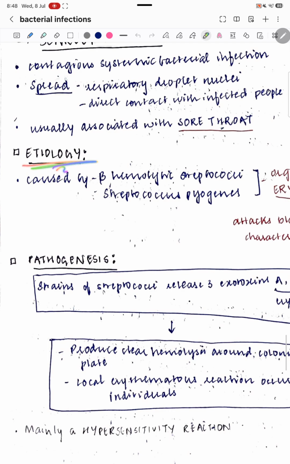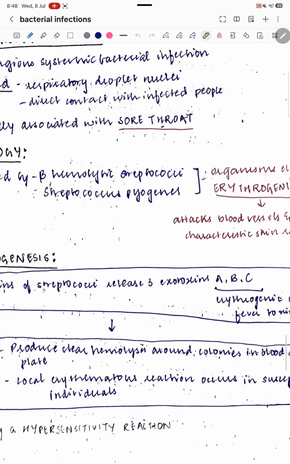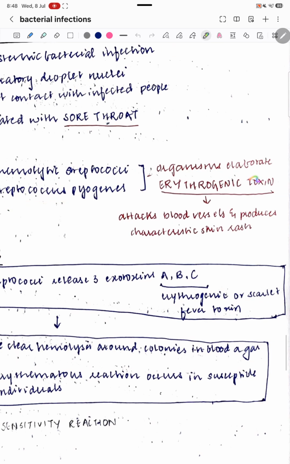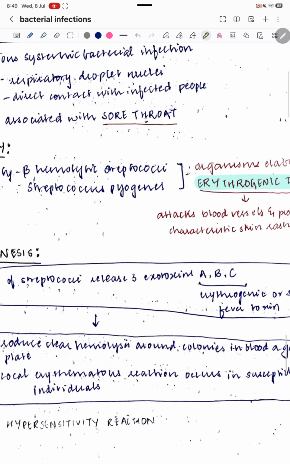Now coming to the etiology, what is the cause? There are two causes. One is beta hemolytic streptococci and the other is Streptococcus pyogenes. These are the two bacteria which are erythrogenic, so basically these bacteria have a toxin in them. The name of the toxin is erythrogenic toxin, which is present in beta hemolytic streptococci and Streptococcus pyogenes.